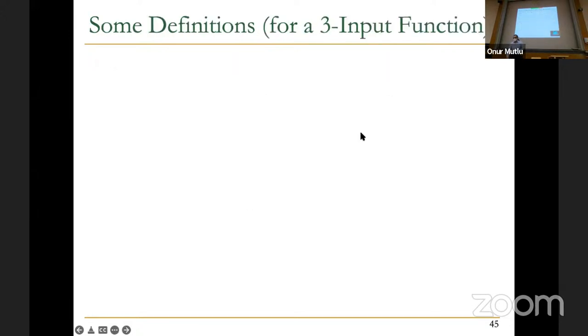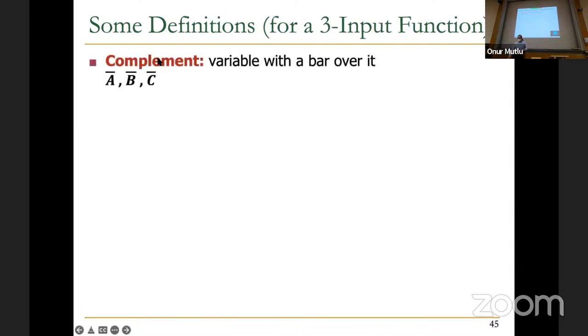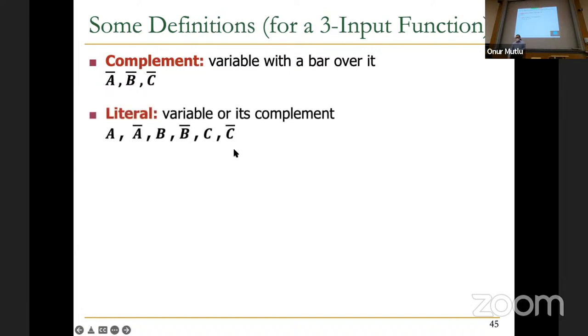But before that, let me give you some definitions because there's actually formal theory behind this. I'm not going to be extremely theoretical, but it's good to be somewhat theoretical to define things. So complement, we already discussed this. It's a variable with a bar over it, right? A's complement is A bar. Okay. Literal is a variable or its complement. So this is called a literal. These are all literals, as you can see.